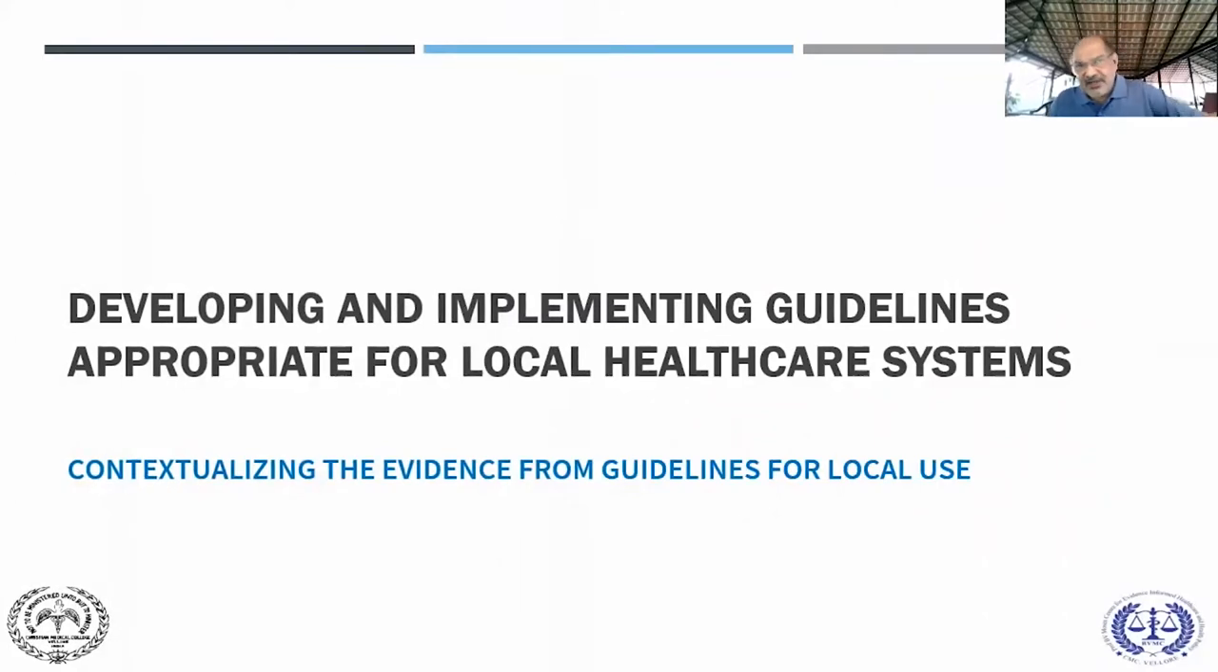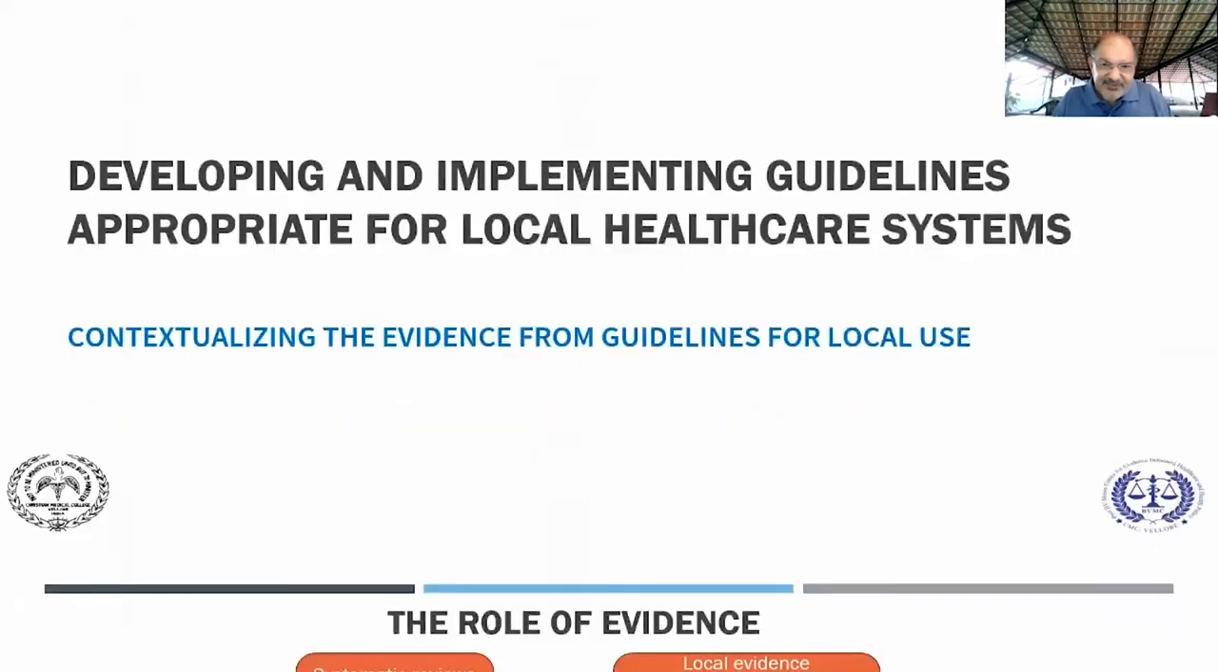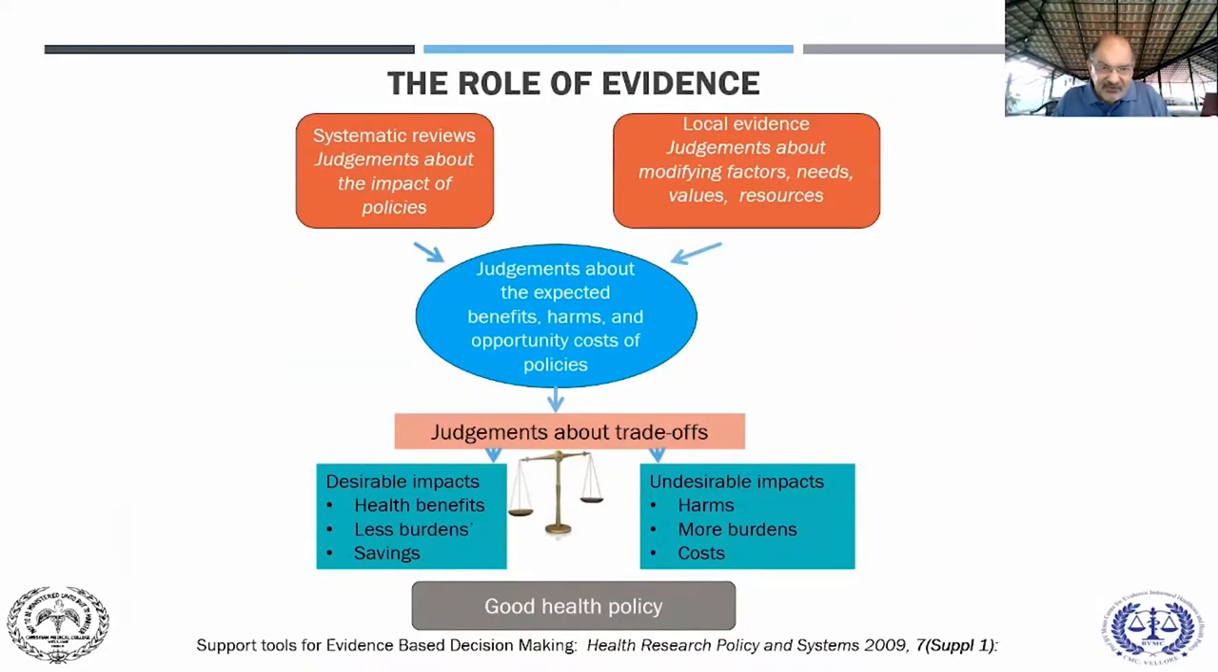Okay, so I've summarized the entire process, and now we are going to do one more step. What happens if you're going to use a WHO guideline to see what you want to do in your own practice? The systematic reviews give you judgments about the impact of whatever your policies might be. But you also need to factor in your local evidence. What are the judgments about the modifying factors, your needs, alternatives, resources, values? And the two together give you an overall set of judgments about the expected harms and benefits and opportunity costs of the policy you will adopt in your place.